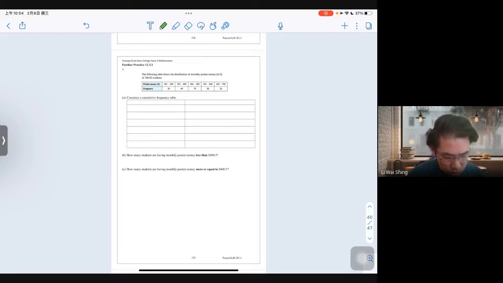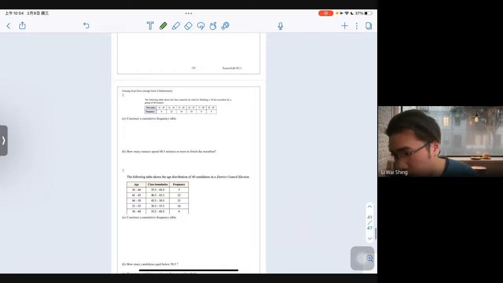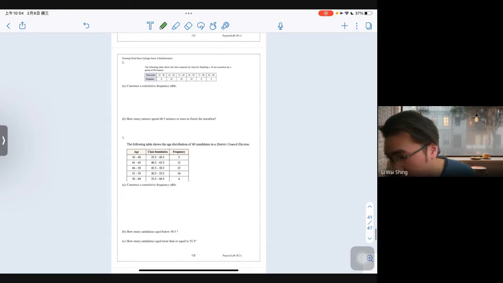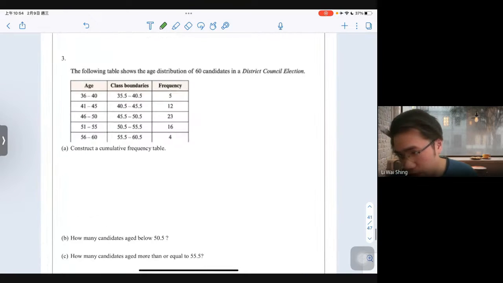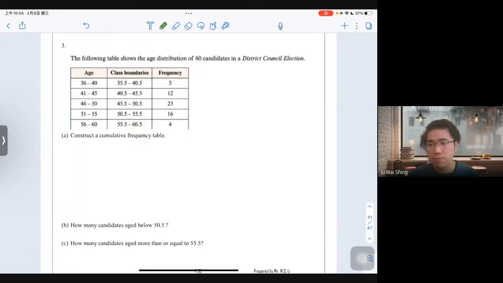You need to send it to the Google Chat. I want to see if you do it correctly. Maybe you can just take a photo of question 3. Just the photo of question 3. So maybe all of you do question 3 now, and take a photo of question 3.